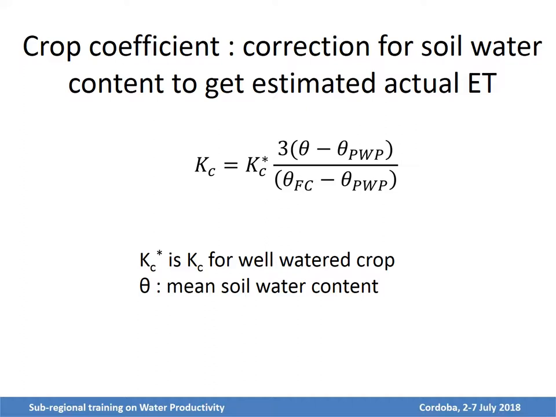Sometimes we might need also to estimate the actual evapotranspiration. First, we calculate the potential evapotranspiration as a product of crop coefficient by ETo, and then we can correct that if we are performing deficit irrigation using this equation, where theta is the average soil water content, theta PWP is the water content at permanent wilting point, and theta FC is at field capacity. With that, we can reduce the crop coefficient if we want to include the effect of water stress.